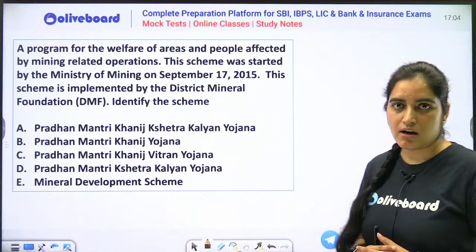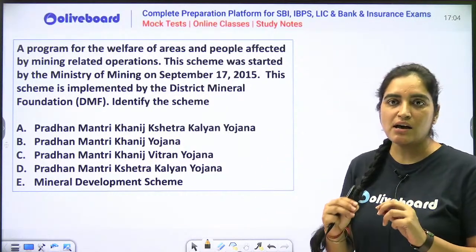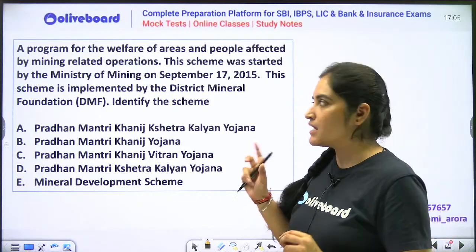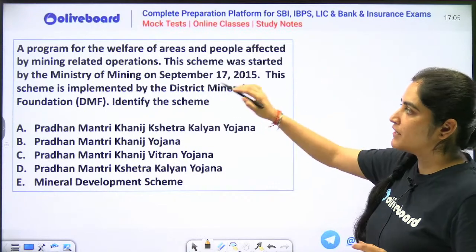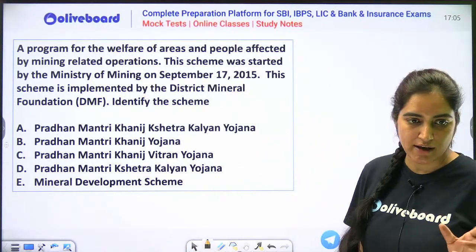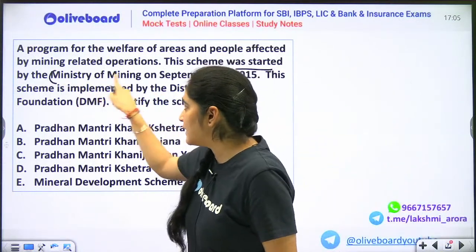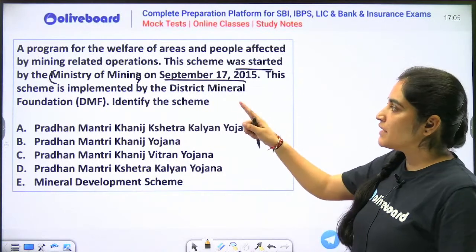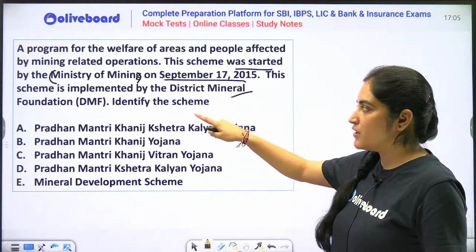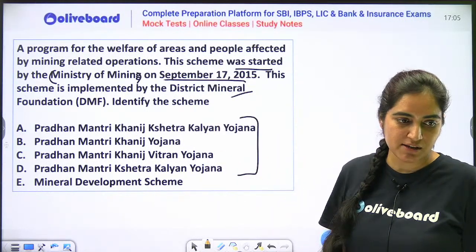Now, a question for you all. वैसे तो ये स्कीम काफी पुरानी है, but the data was there in the news in your PIB. Let's have a look at this. A program for the welfare of areas and people affected by mining related operations was started by the Ministry of Mining on September 17th, 2015. This scheme is implemented by the District Mineral Foundation, DMF.